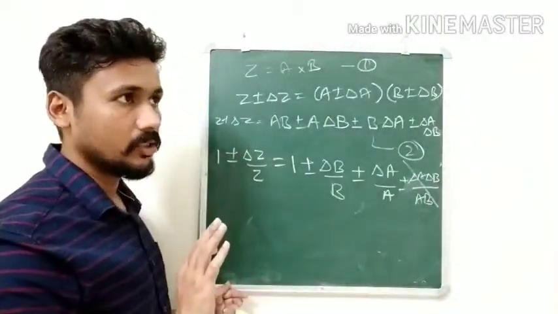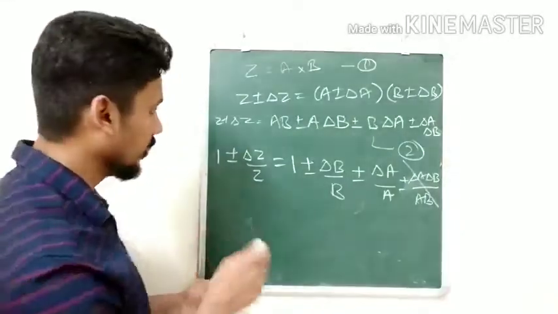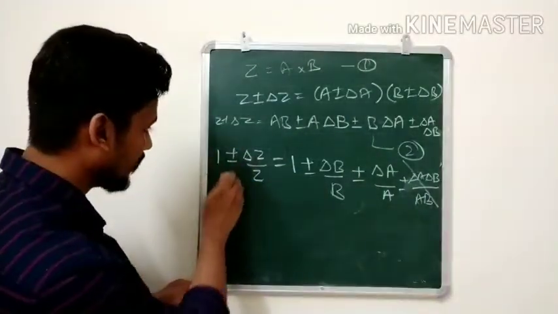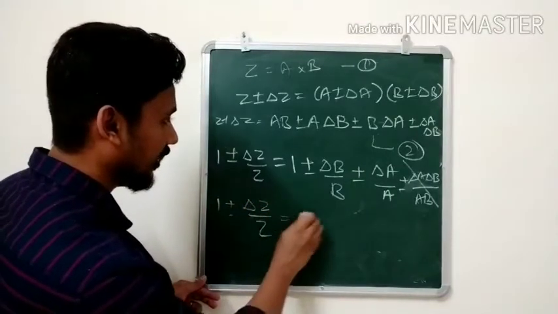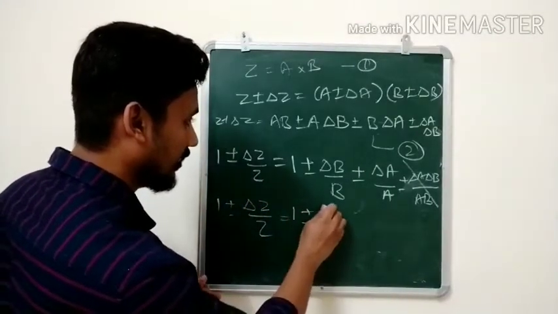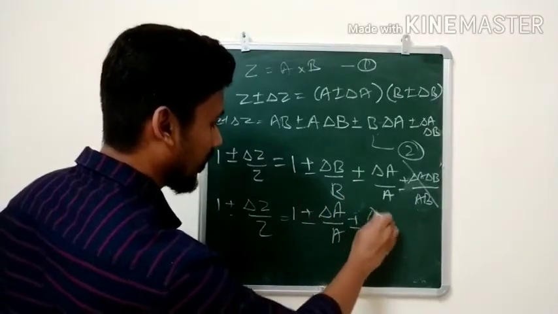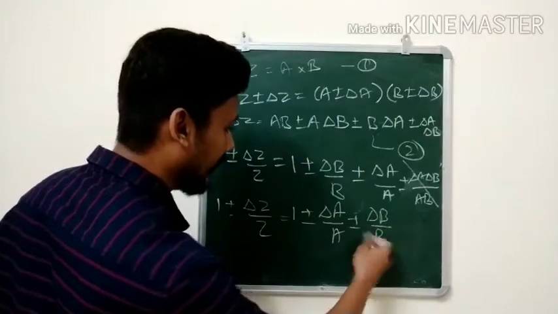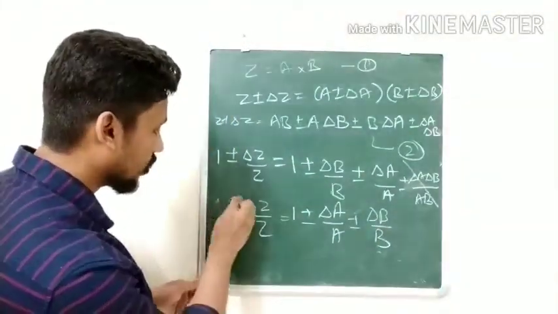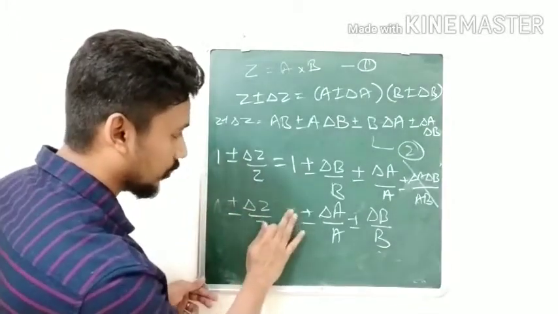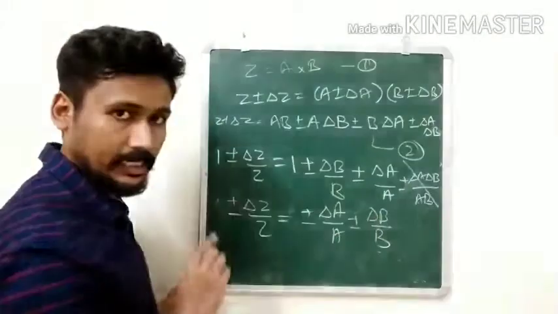Okay, it is not 0, but it is so small that we can neglect it. Fine. So now what does this equation become? This will become 1 plus or minus delta z by z equal to 1 plus or minus, I will rearrange it and write, delta a by a plus or minus delta b by b. Comparing both the sides, you can write plus or minus delta z by z is equal to plus or minus delta a by a plus or minus delta b by b.